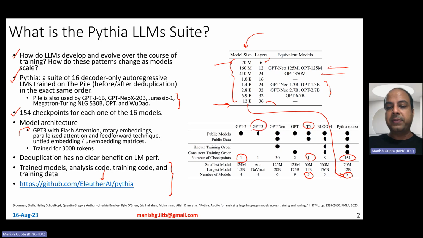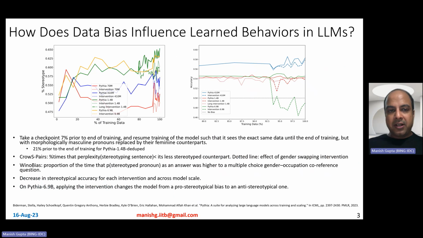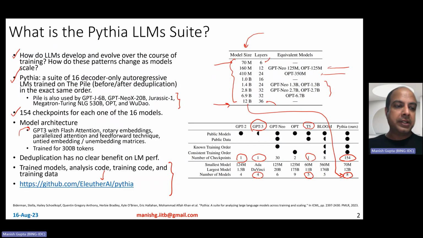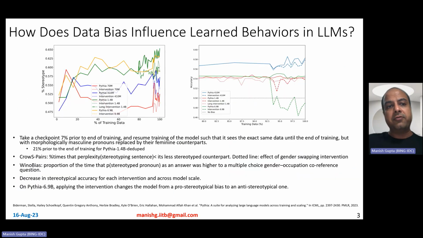GPT-3, as we know, has several checkpoints, but only one checkpoint is publicly available though. And one checkpoint per model, and there are 4 different models. Okay. So now, based on this suite, what can you do? What kind of analysis can you do? What kind of patterns can you discover about the evolution over the course of training for these large language models? So they do various analyses, and that is what I'm going to talk about in this video.